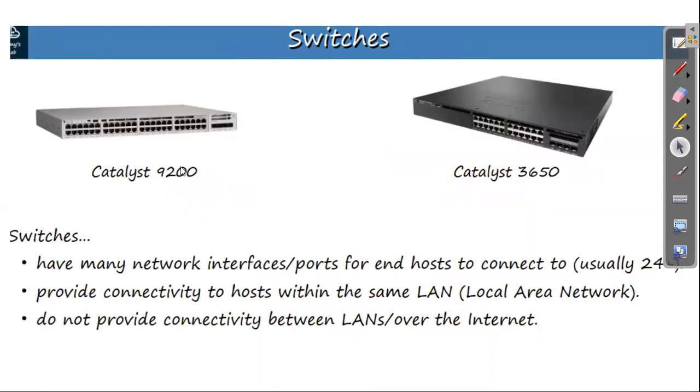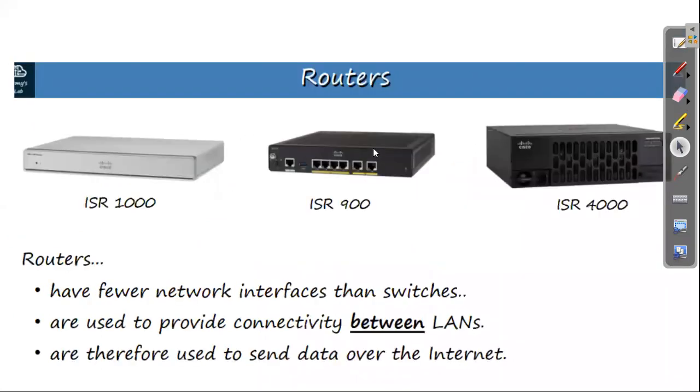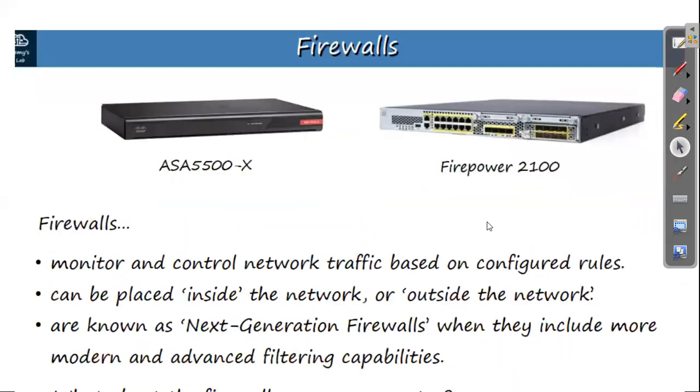So these are the switches. For example, you can see it has more ports here. These are all switch ports. This may be Fast Ethernet or Ethernet, right? It depends on the speed. Routers are used to connect different networks, okay? These are the types of routers: ISR 1000, ISR 900, ISR 4000.